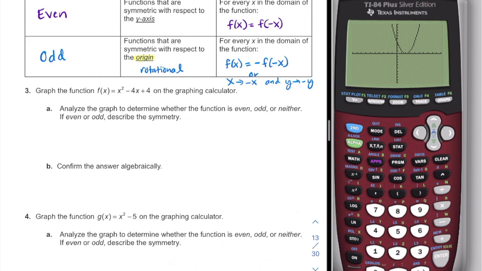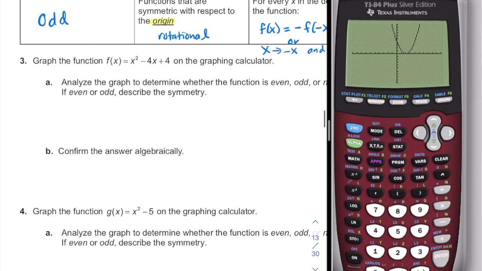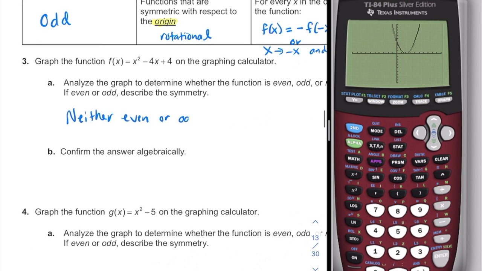I graph this, and it definitely has some symmetry, but does it have x-axis or y-axis symmetry for even, or is it rotationally symmetrical about the origin? No, neither of those things is happening here. So in this case, we would say it is neither even or odd. So it's none of the above.